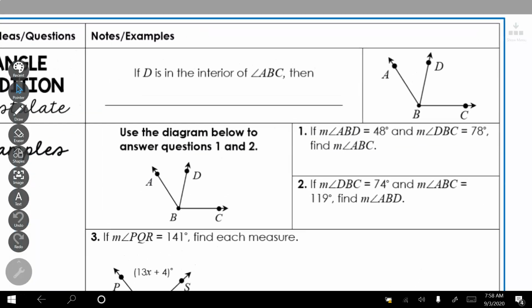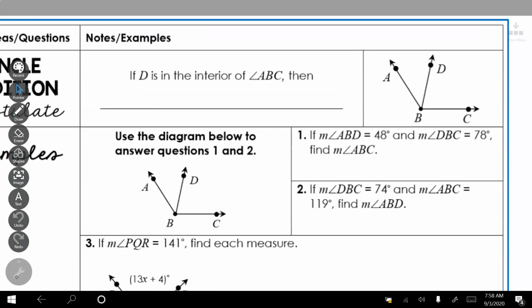So if we have a big giant angle, ABC, and we have some point inside of it, point D, we can create two angles. We created angle ABD, which is right here, and angle DBC, which is right here.